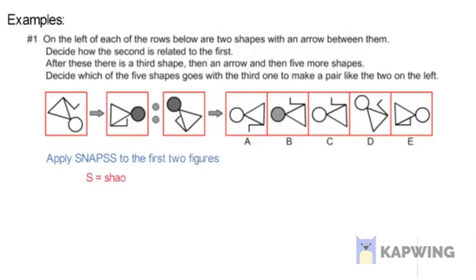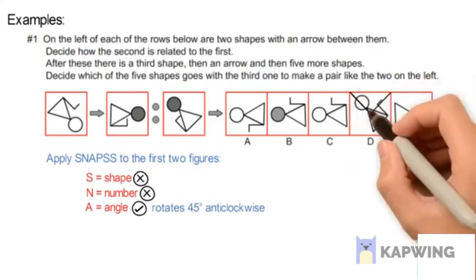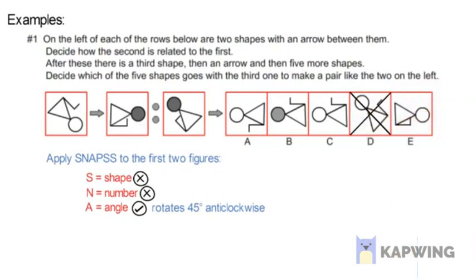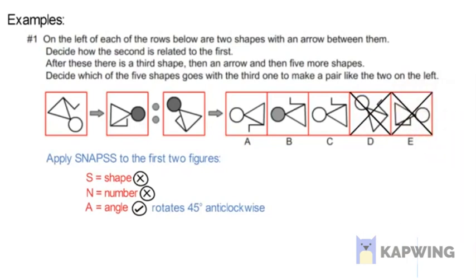S, Shape does not change. N, Number of shapes does not change. A, Angle. The shape rotates through 45 degrees anti-clockwise. In D, the shape stays the same, so we can eliminate D. In E, the shape has rotated 135 degrees clockwise. We can eliminate E.